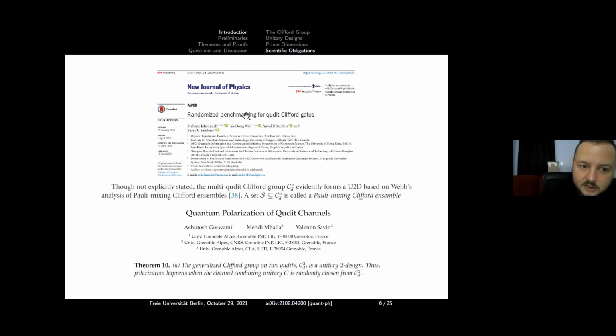And if you look, I pulled these two sentences from this paper. You'll see that they say it forms a unitary 2-design based on Webb's analysis. Okay, that's all I'm going to say about that. And the second one, the proof is just no. They try and generalize the existing case, but make some mistakes.